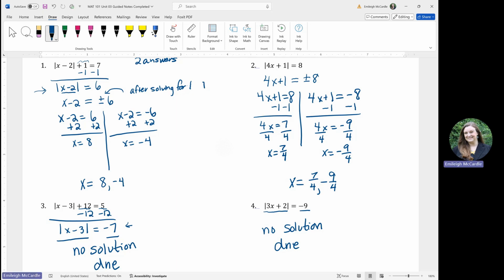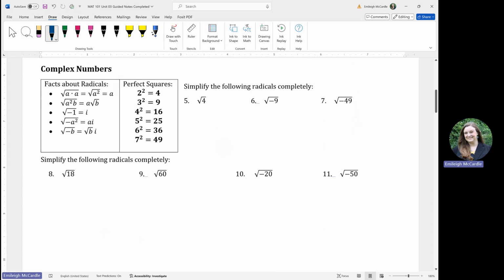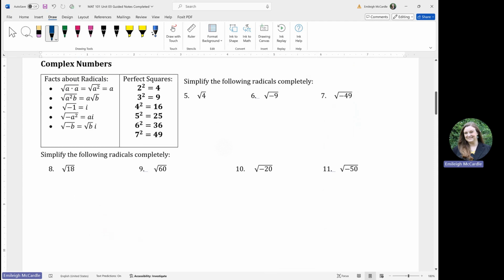So again, if it works out, if we end up with a positive number on the right-hand side, you do end up getting 2 answers. If it's set equal to a negative, you end up getting no solution, or DNE. So that's the end of our absolute value equations. Let's move on to complex numbers and taking square roots.